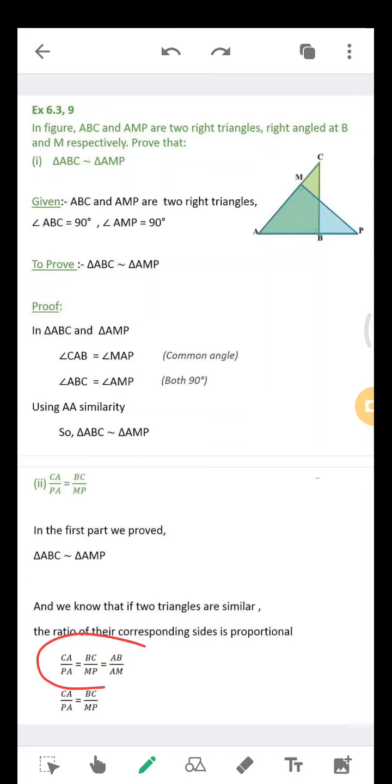Now, do we need all these three? No, we don't require all three. We need just two ratios. So I'll take the ratios which I need, that is I need CA by PA and BC by MP. The third ratio is not required, so I'll ignore that ratio. We'll remove that ratio. So we have got the required CA by PA is equal to BC by MP from similar triangles. Whenever two triangles are similar, always remember we can write the corresponding sides in this way.